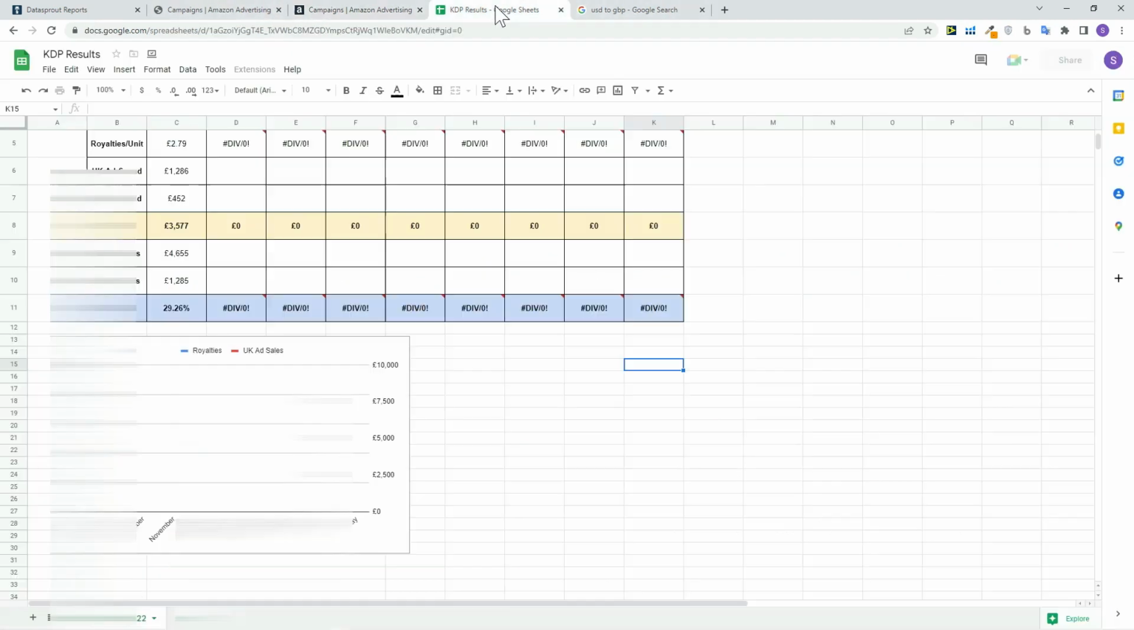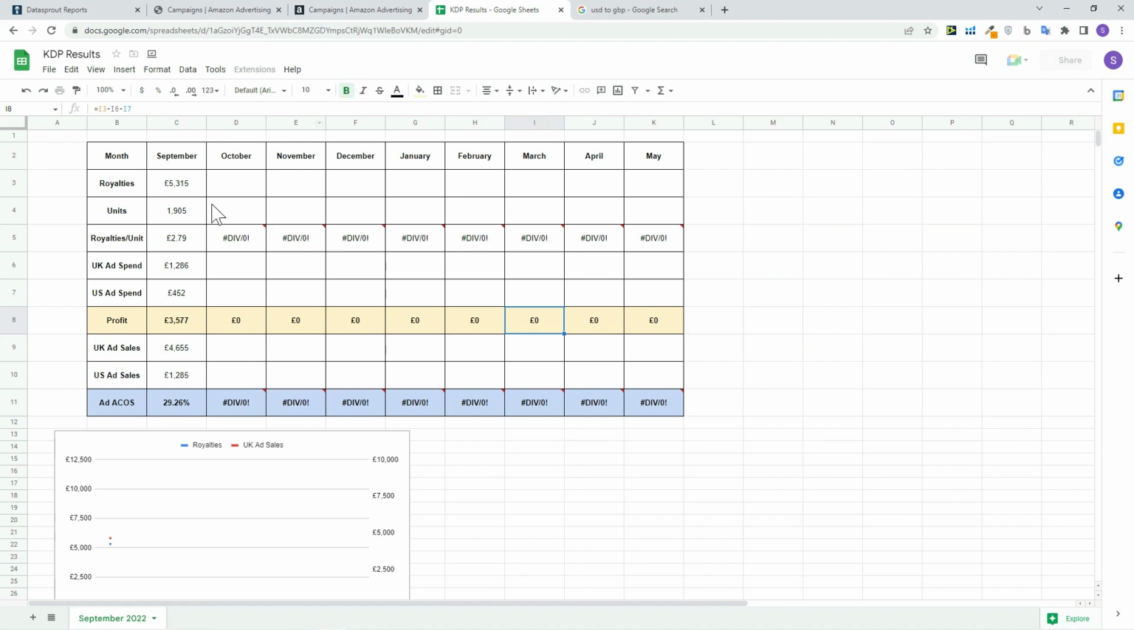So in terms of my overall results, I made £5,315 of royalties from 1,905 units, an average royalties per unit of £2.79. My UK ad spend was 1,286 with a £452 US ad spend, which gave me an overall profit of 3,577 and an overall ad ACOS of 29.26%. So that's a bit more of an in-depth view of my actual royalties.